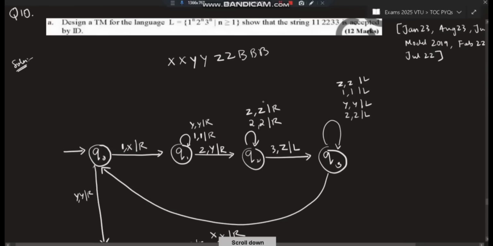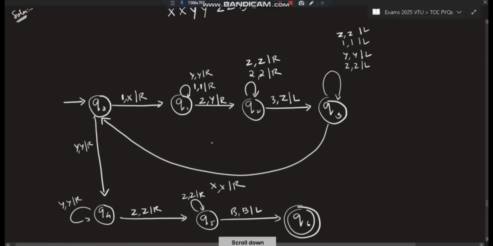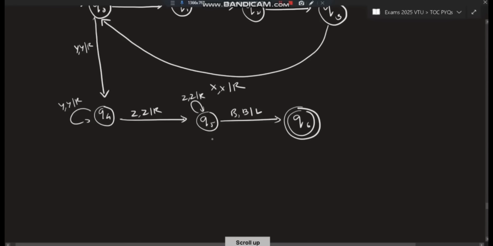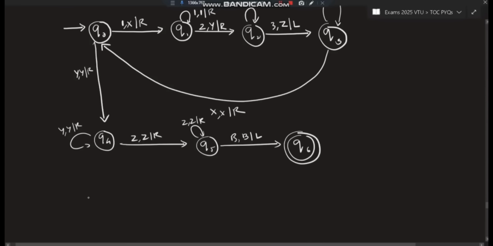Now for this string we have to use it by the ID. This is a 12-mark question, a very important one, don't miss any of these things. After you have done this one, you have to also write the transition functions. One transition function I will write, the rest of the things you have to write on your own.